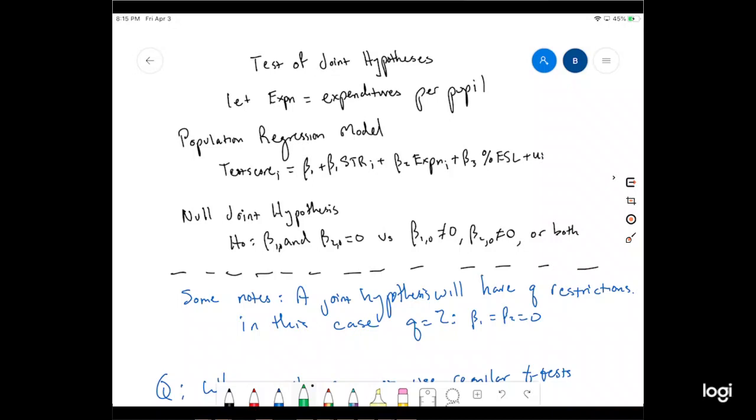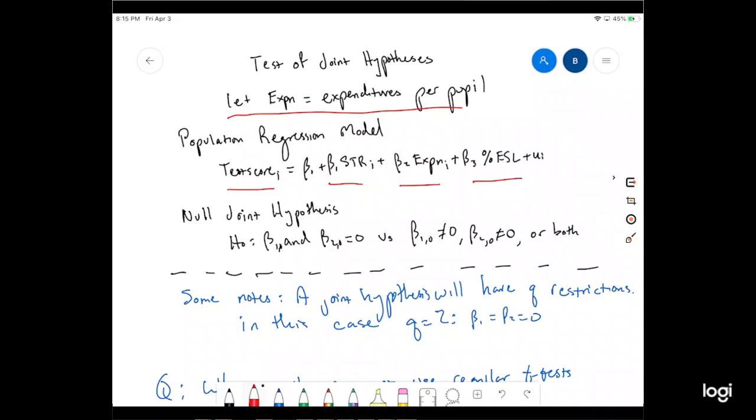Okay, so let EXPN be the expenditures per pupil. Our population regression model now has 3 regressors: student-teacher ratio, expenditures per pupil, and the percent English as a second language learners in the class or in the school district. Our dependent variable is still test scores, so we're still trying to figure out how each of these variables influences test scores on average in a school district.